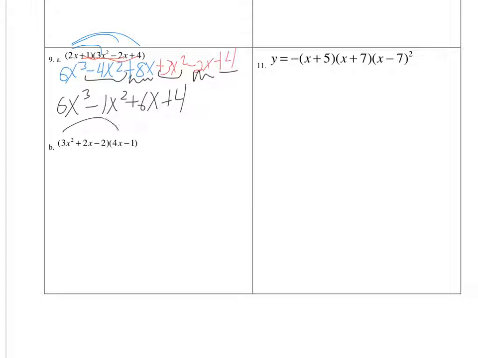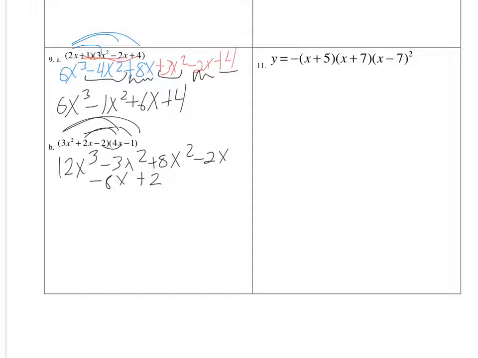Last one of these, 3x squared times 4x is going to be 12x to the 3rd, minus 3x squared, plus 8x squared, minus 2x, and then minus 8x plus 2. Combining like terms, nothing for the square, 12x cubed, minus 3 plus 8 is plus 5x squared, minus 2 minus 6 is minus 8x, and plus 2.